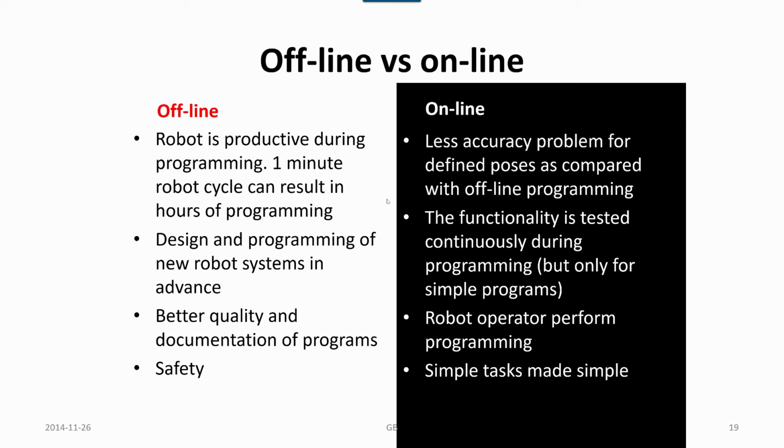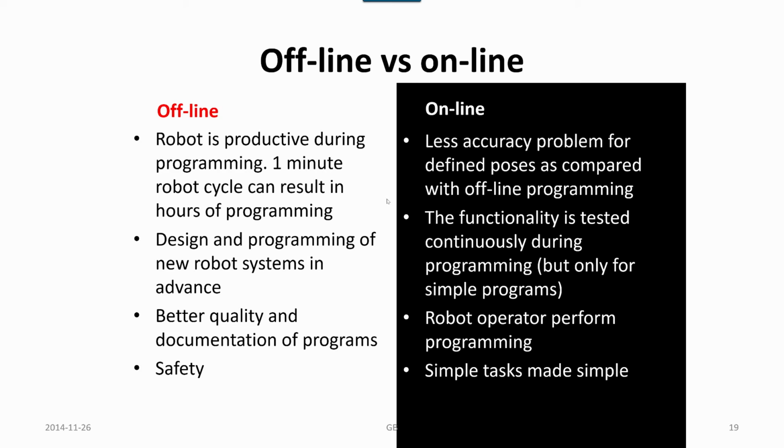So if it works, it works. The functionality is tested continuously during programming, but only for, I would say, simple programs. For more complex programs, it might be a huge complication to apply online programming, especially if we have more than one robot in the same work environment. We might have collisions that we have to take care about, and to try out the best way to avoid these kinds of things might be very complicated.